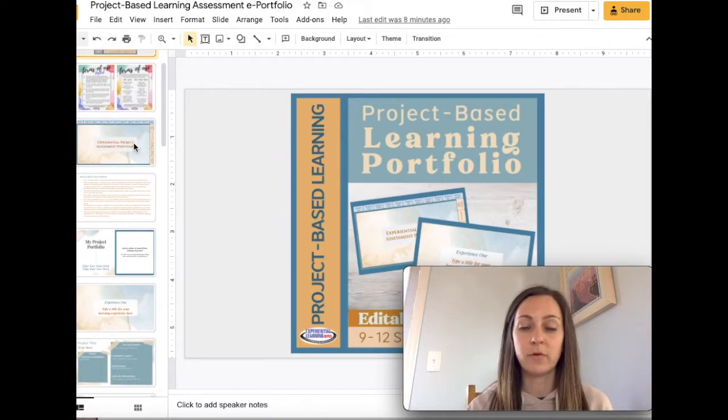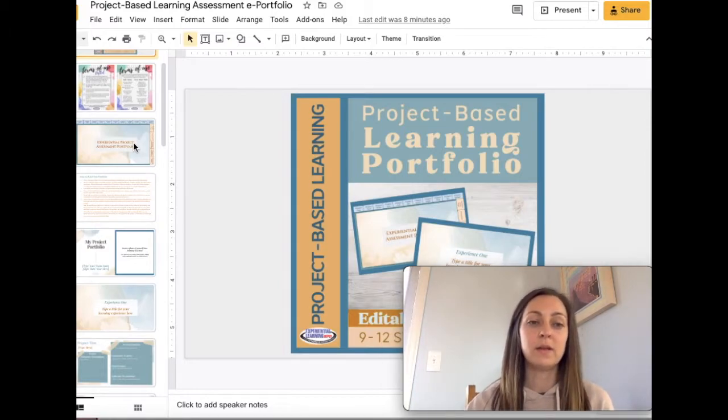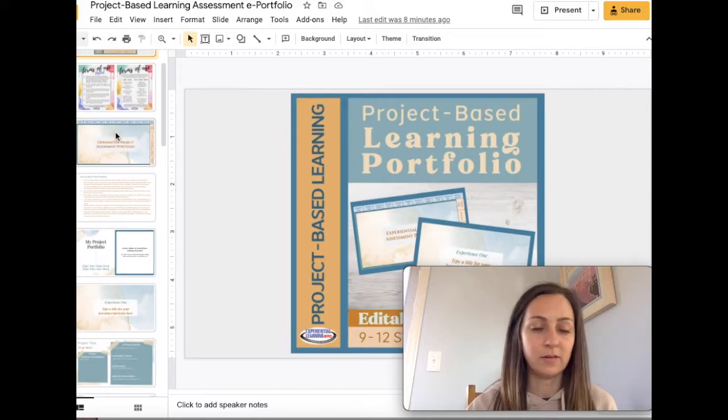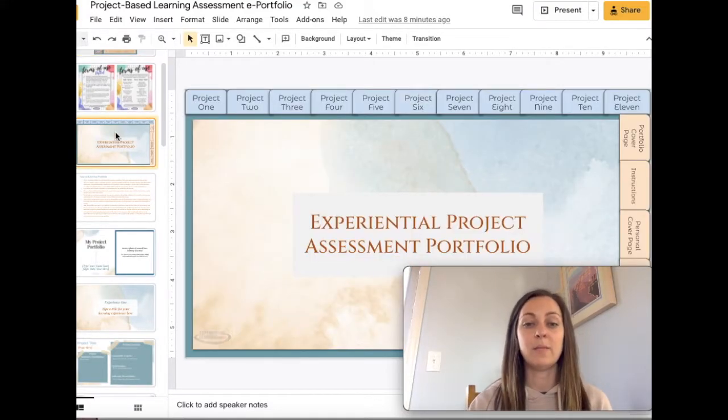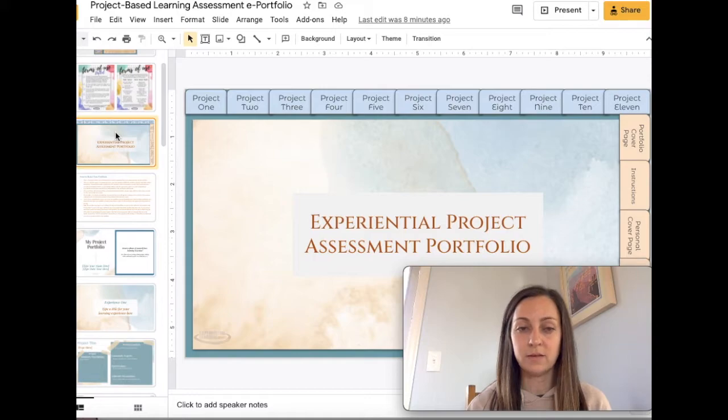This learning portfolio is managed and created and filled in by my students. So it's a self-directed process. Students complete an experiential learning experience, a project-based learning experience, and then they come in here and they document their outcomes. They document the experience. They show what they learned.